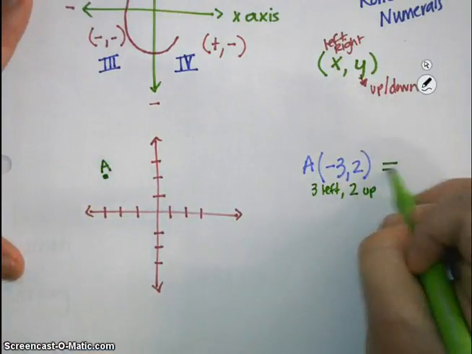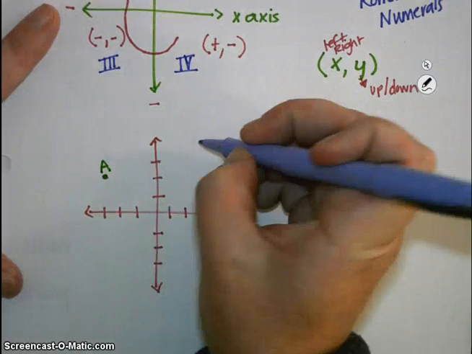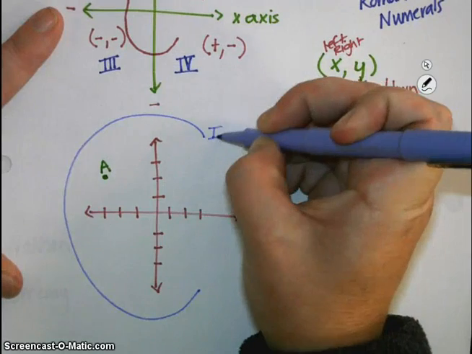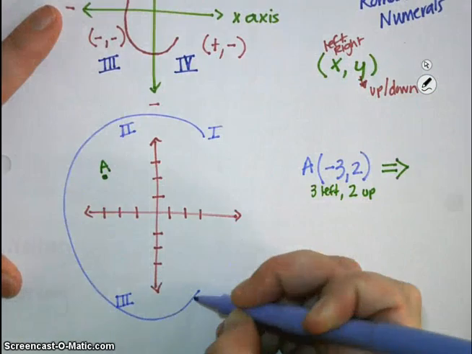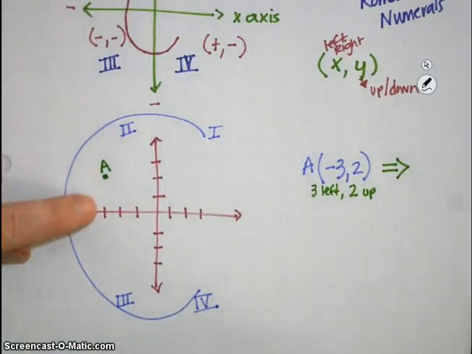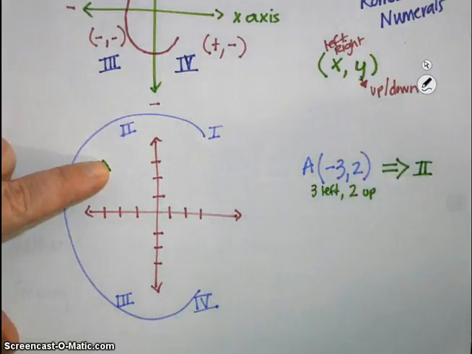If I attempt to decide which quadrant it's in, remember I label my quadrants by making a C. So that's quadrant 1, quadrant 2, quadrant 3, and quadrant 4. Point A is clearly in quadrant 2. So I'm going to put a Roman numeral II.